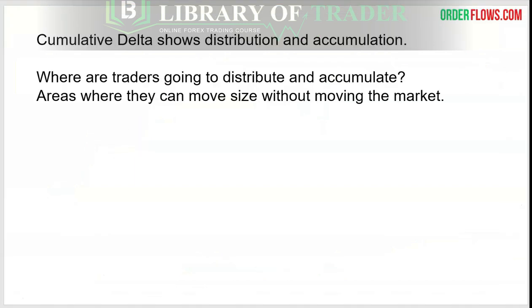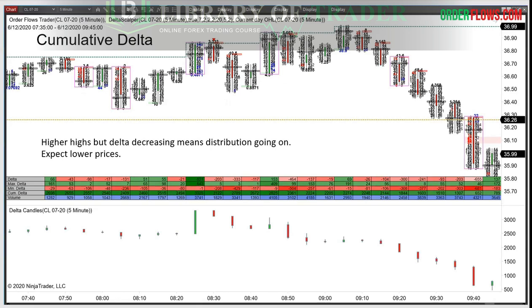Now, cumulative delta shows distribution and accumulation, right? And you got to be asking, where are traders going to distribute and accumulate? It's going to be areas that can move size without necessarily moving the market. And that's where cumulative delta, in my opinion, really sort of shines as a tool.